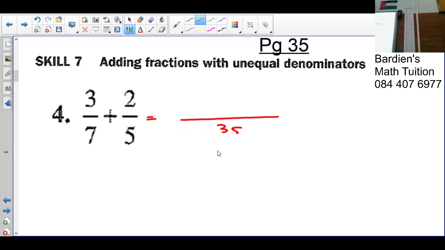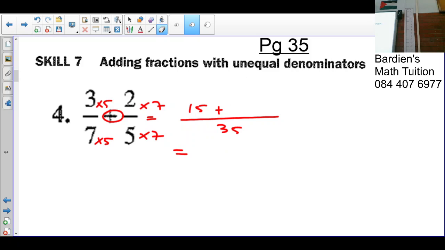Right. 7 multiplied by what is 35? 5. 3 times 5 is? 5 multiplied by what is 35? 7. Yes, you see it's a plus. What's 15 plus 7? 14. You see I'm making a mistake already. Whoops.